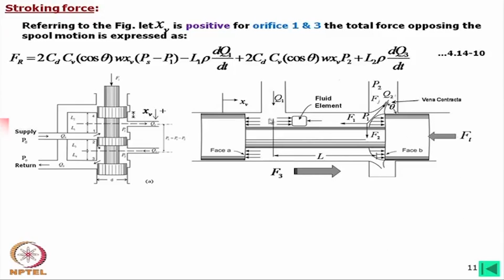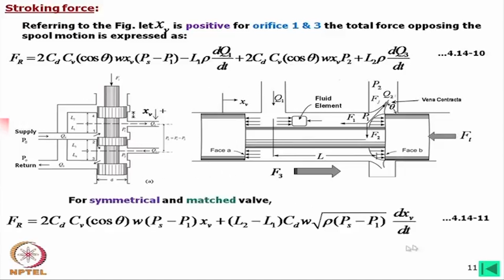From this analysis we have combined the forces here for these two ports. Then for a symmetrical and matched valve, we finally get this equation. This is F_R, which means we are considering the total force due to the transient flow and due to the steady state flow.